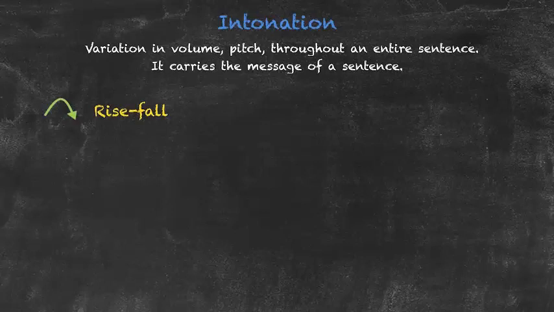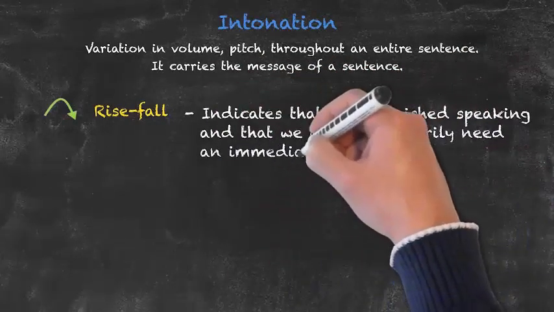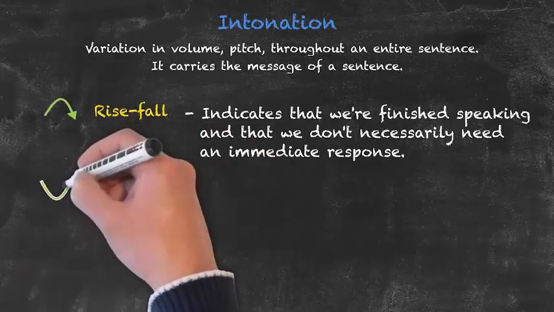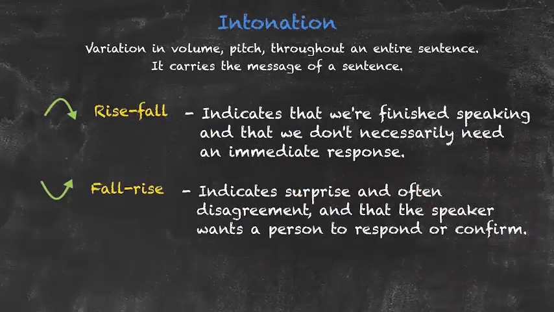A few more examples would be, I'll see you at 6 then. Or a question of information, how do you spell rough? These are straightforward statements that indicate that we're finished speaking and that we don't necessarily need an immediate response. Our second pattern is rather easily recognizable because it's not used as often, and that is the fall-rise pattern. This indicates surprise and often disagreement, but above all, it indicates that the speaker wants a person to respond or confirm. We could sarcastically say, you don't really mean that, do you?